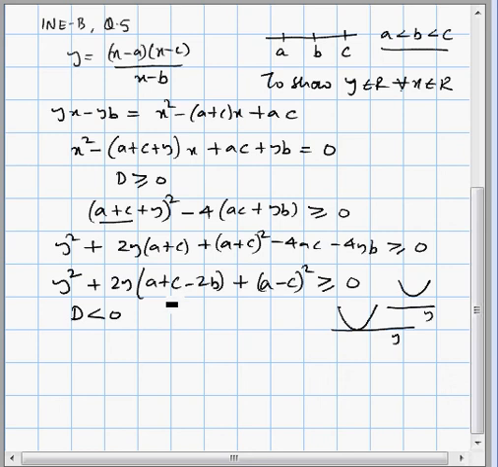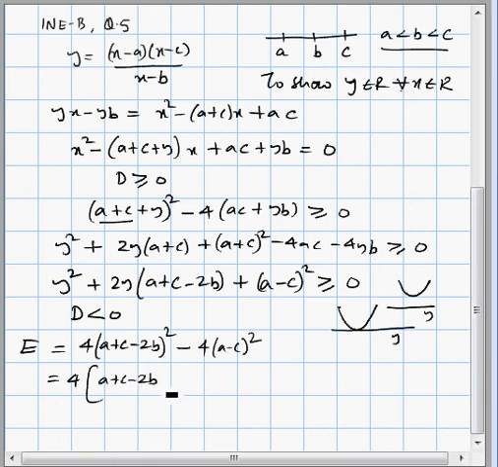For D it should be less than 0, b square minus 4ac, so 4 times (a plus c minus 2b) whole square minus 4 times (a minus c) whole square. Now we have to show this should be less than 0. We take 4 out, and use the a square minus b square formula. We'll factorize it. So the first factor is a plus c minus 2b plus a minus c, right? And the second factor is a plus c minus 2b minus a plus c.